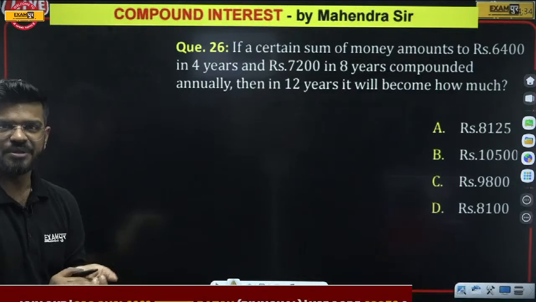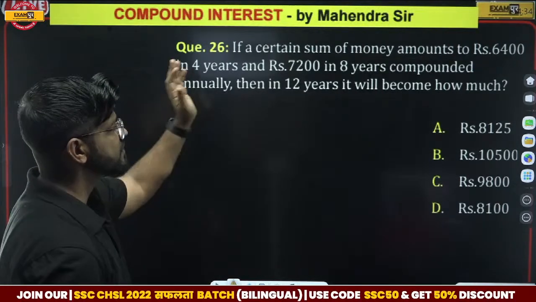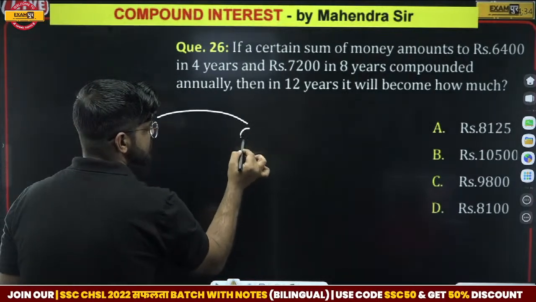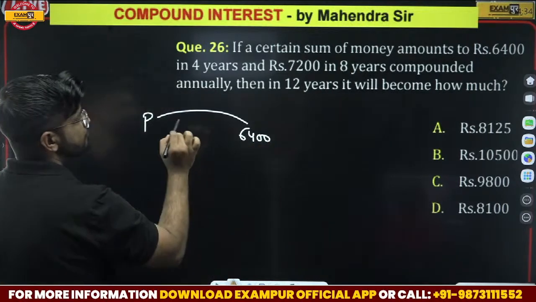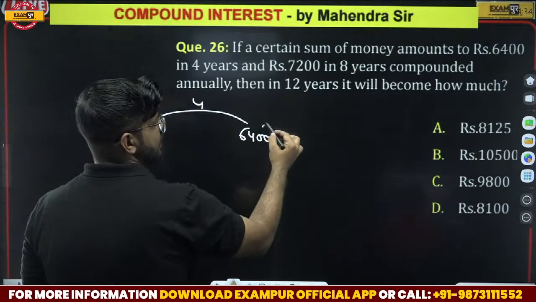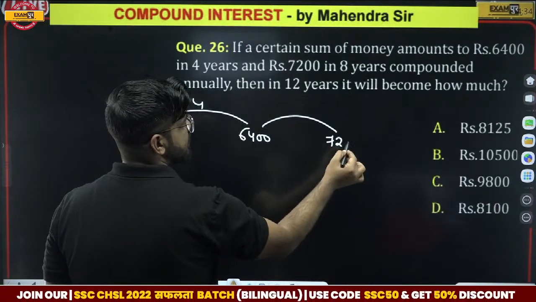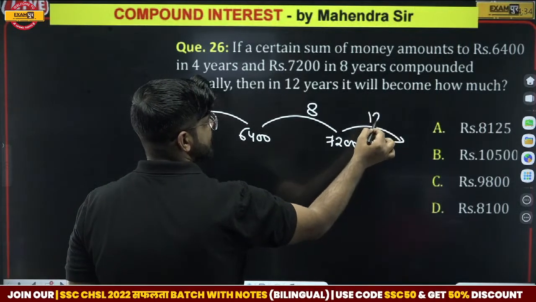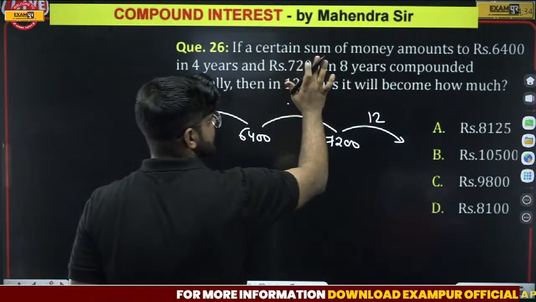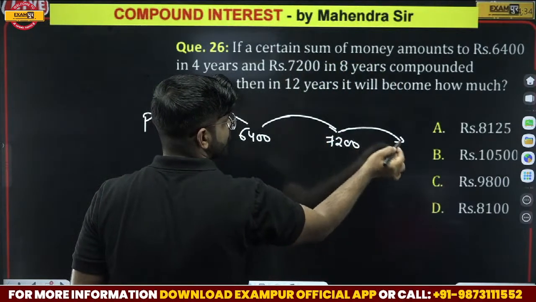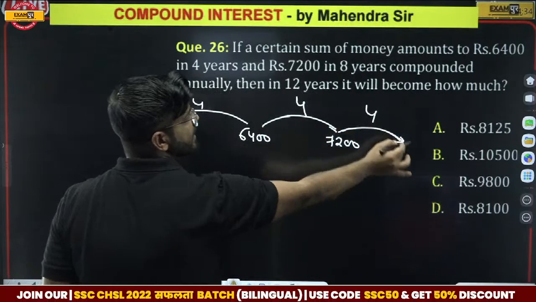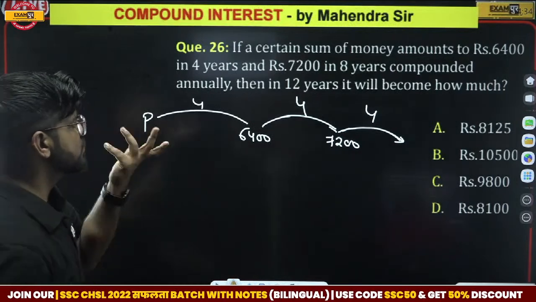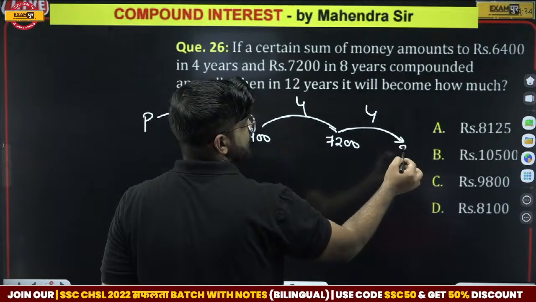Question number 26. What is the answer? If a certain sum of money becomes 6400 in 4 years and 7200 in 8 years, then in 12 years. This is nothing but 4 year gaps, right? Now in 12 years, what will it become? Do we have the principal? No, we don't have it. So here they are asking what it will be.